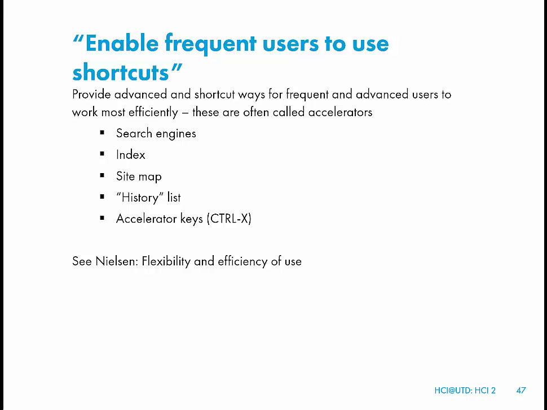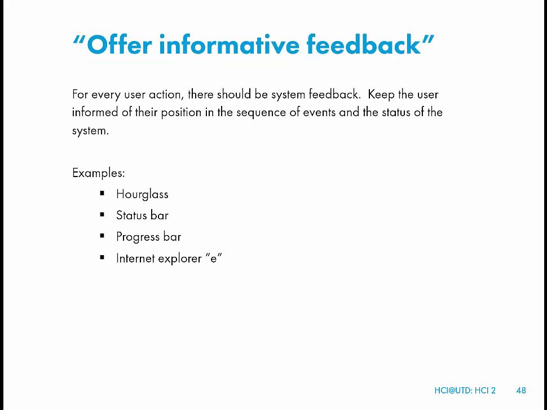These are called accelerators. These are things like search engines. These are indexes. These are sitemaps. These are history lists. These are accelerator keys. This falls under Nielsen's heuristic of flexibility and efficiency of use. Really, like I said, keyboard. All you got to say. You want to make your advanced users happy? Give them keyboard access. I mean, there's other ways to do it, but that's one of the easiest and most overlooked ways to make your expert users happy.